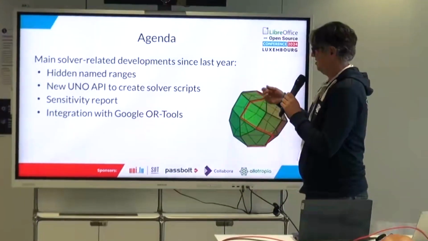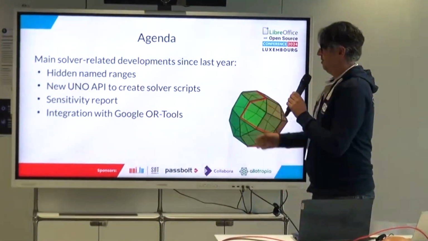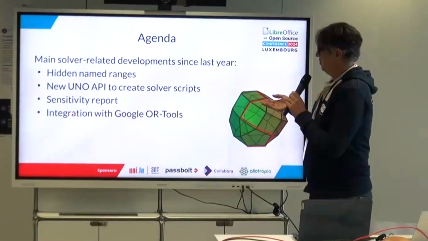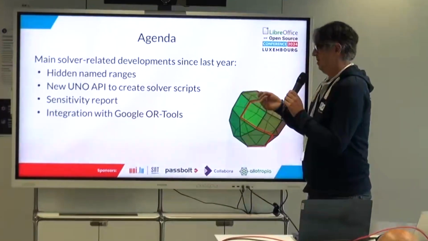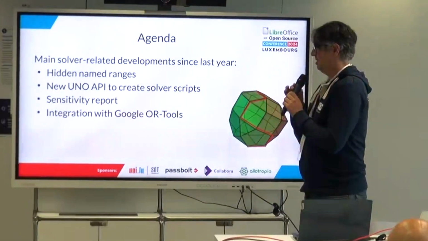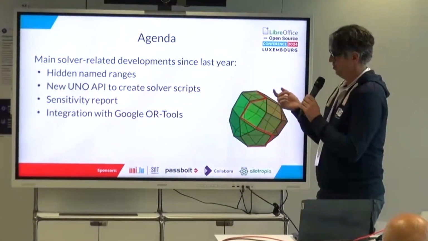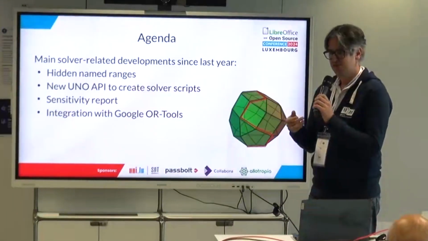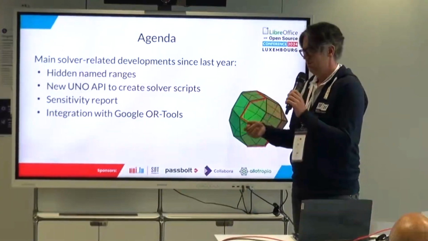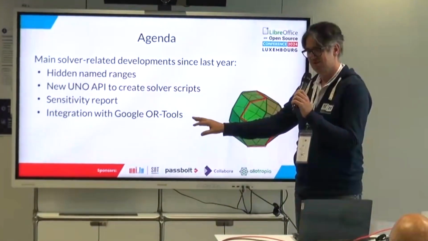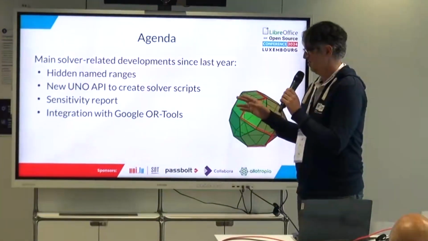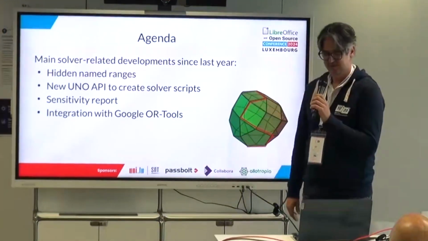So our agenda is this. First, I will discuss the new support for hidden named ranges. And then I will show you a new UNO API that was developed to create solver scripts. And then I will show you the new feature that generates sensitivity reports in Calc. And then I will discuss the integration of another solver engine named Google OR Tools into LibreOffice, which is something that's still a work in progress.